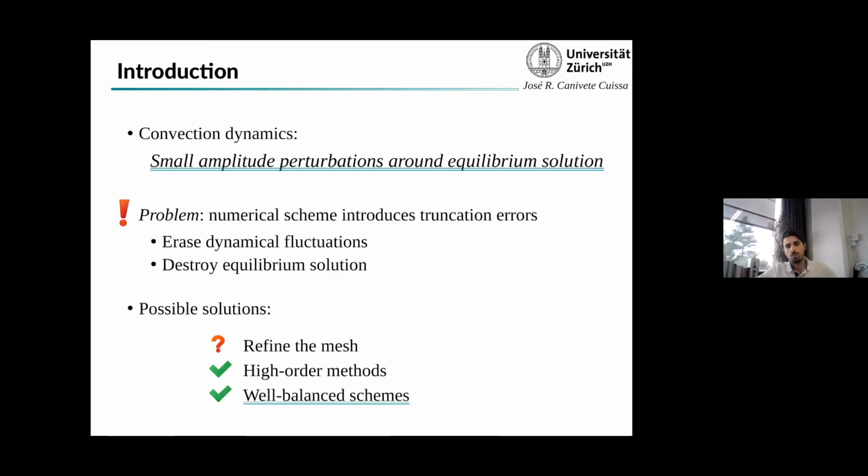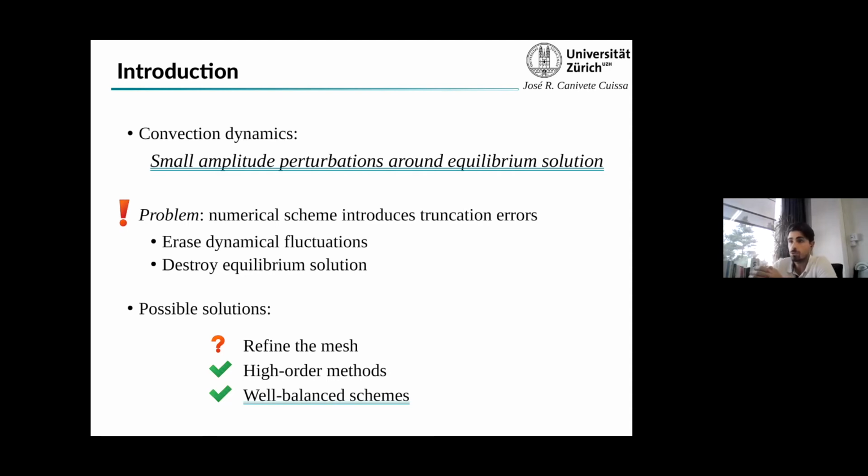So if you want to simulate convection, you should know that convection is characterized by very small amplitude perturbations or fluctuations around some kind of equilibrium solution. This equilibrium solution could be, for example, the hydrostatic equilibrium of the star. And if you want to simulate this with a conventional numerical scheme, you may run into trouble because the numerical scheme will naturally introduce some truncation errors. And it can be that the truncation errors are of the same amplitude or even larger than the physical perturbations or fluctuations that you want to study.